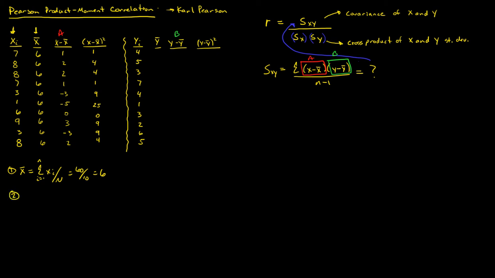Step 2, I need to calculate my sums of squares. How do I get the sums of squares for variable x? Well, it's the sum of those x minus x bar scores squared, no division here, it's just sums of squares.